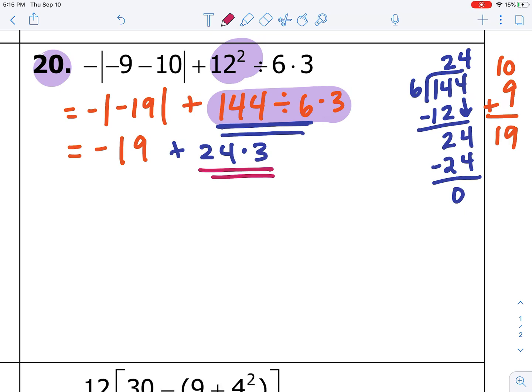We multiply before we add. So 24 times 3. 3 times 4 is 12. 3 times 2 is 6. 6 and 1 that we carried make 7. So 72.